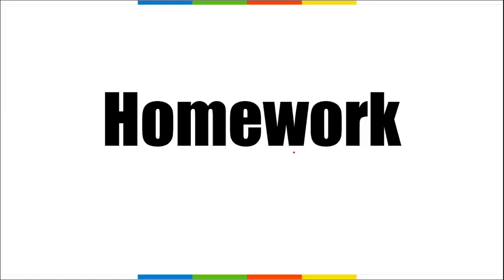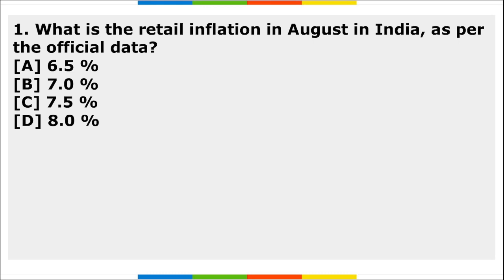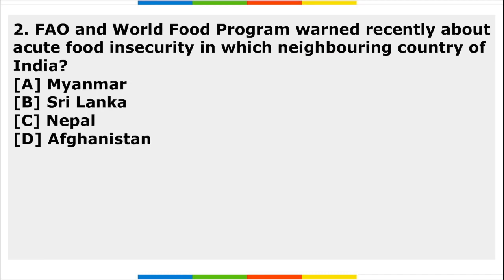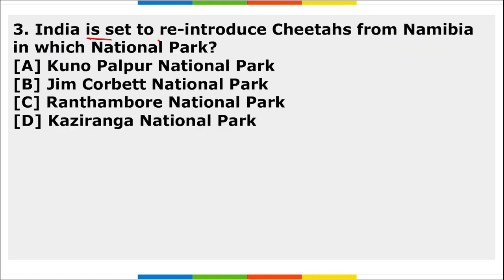So that's all for the day, friends. Now let's go for a quick homework session. First question is, what is the retail inflation in August in India as per the official data? Second, the FAO, Food and Agriculture Organization, and the World Food Program warned recently about acute food insecurity in which neighboring country of India? Third, India is set to reintroduce cheetahs from Namibia in which national park, and they will be introduced at this national park on the birthday of Prime Minister Narendra Modi. And remember, one news was there that these cheetahs being introduced from Namibia will be brought from there on empty stomachs because of the flight issues.